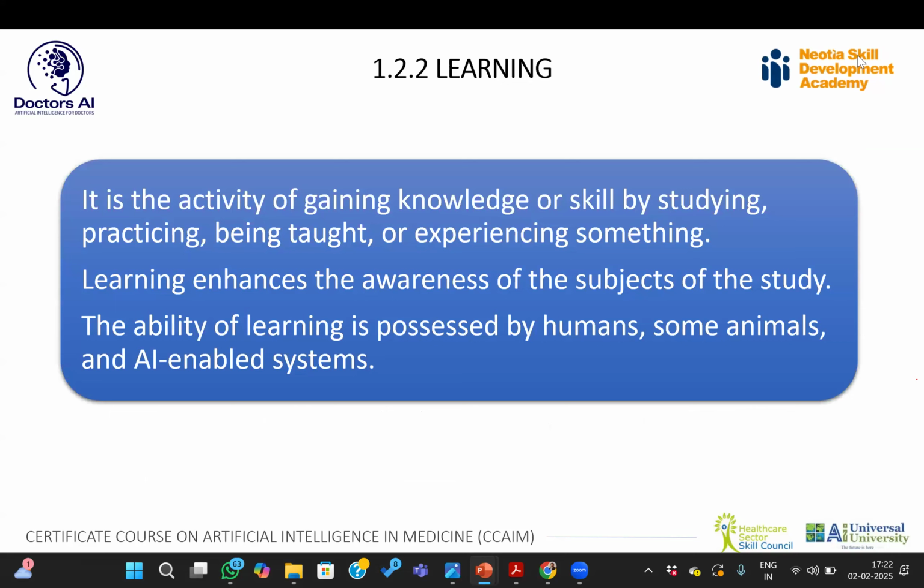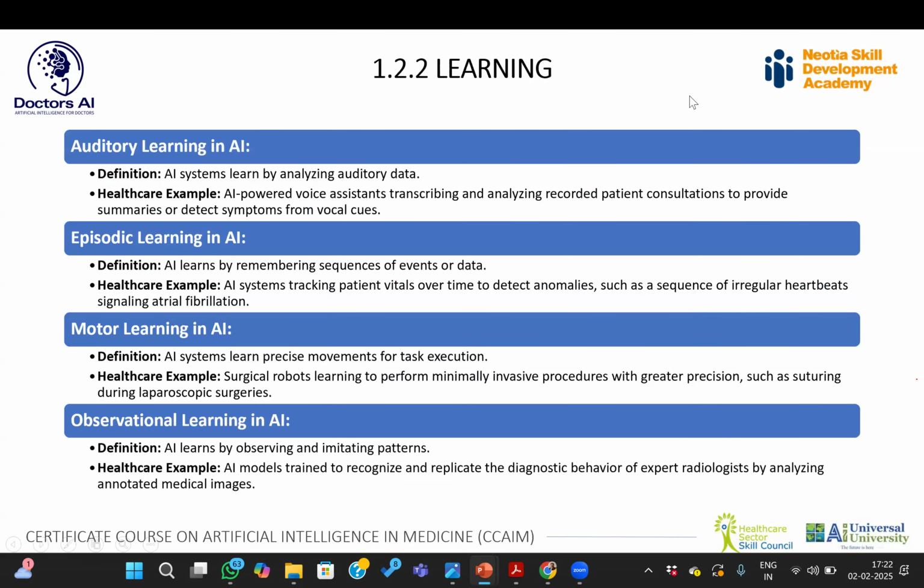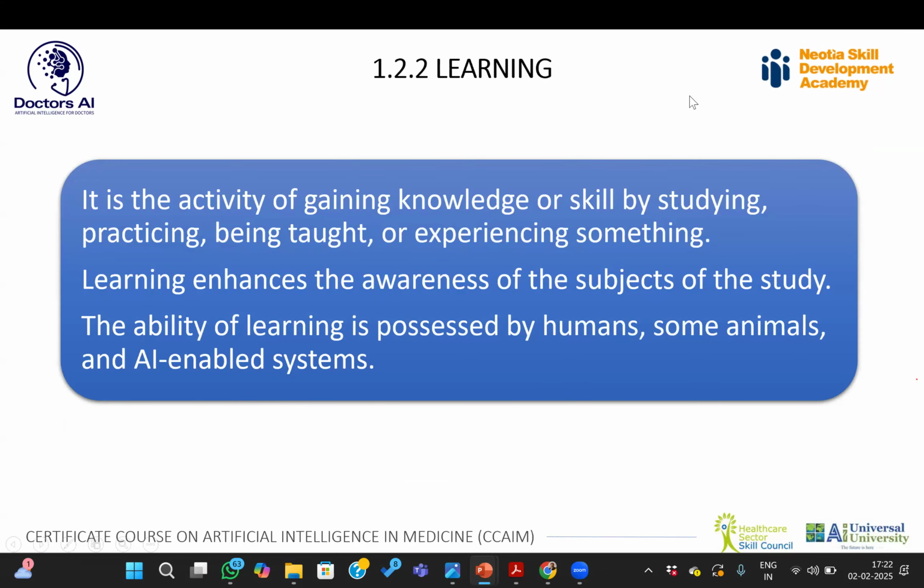Next is most important. So one segment of intelligence is reasoning, which is very important. The second is learning. Now, what is learning? Learning is the activity of gaining knowledge or skill by studying, practicing, being taught, or experiencing something. And this is what we all do, right? Learning enhances the awareness of the subject of the study. And the ability of learning is possessed by humans, and now, of course, by AI-enabled systems.